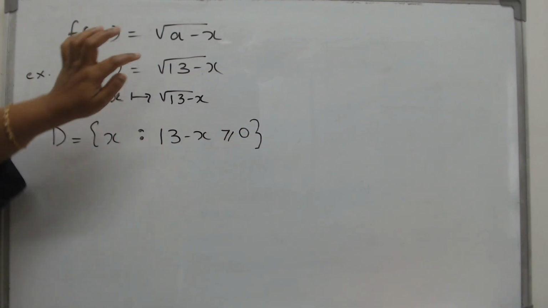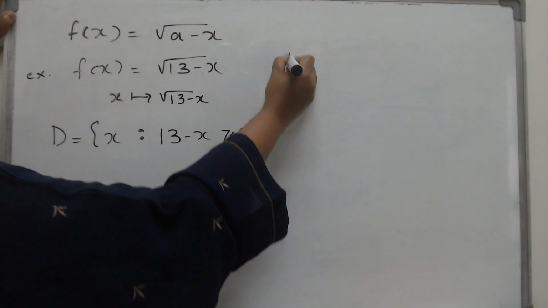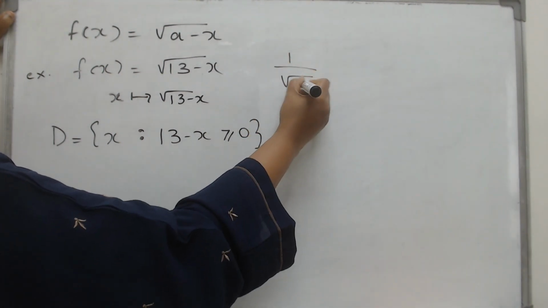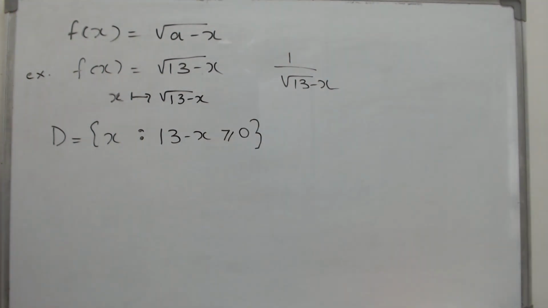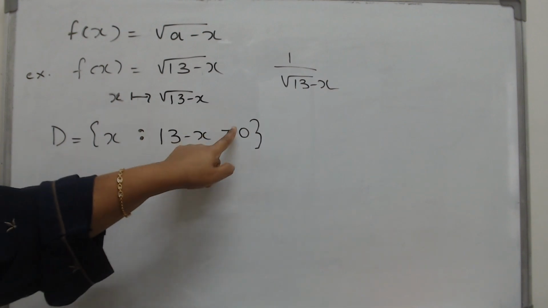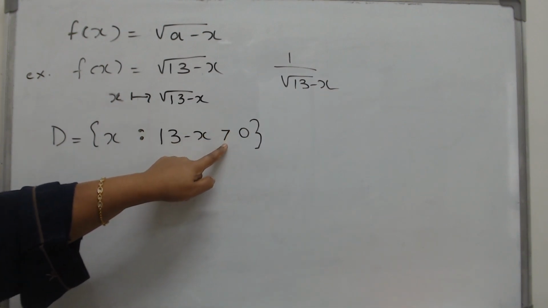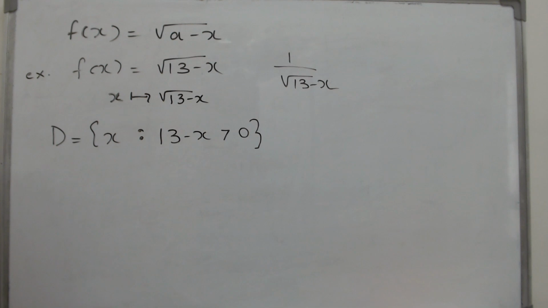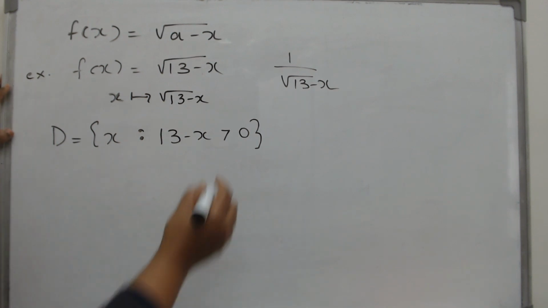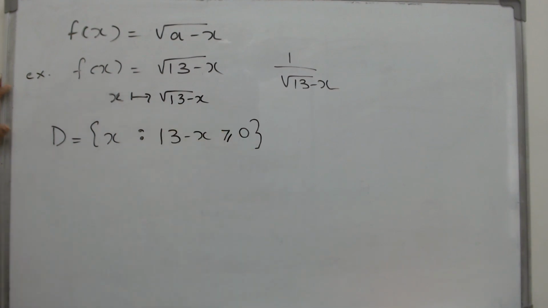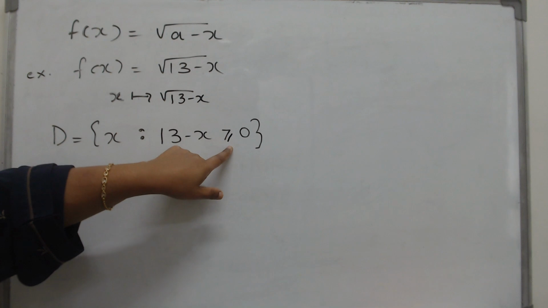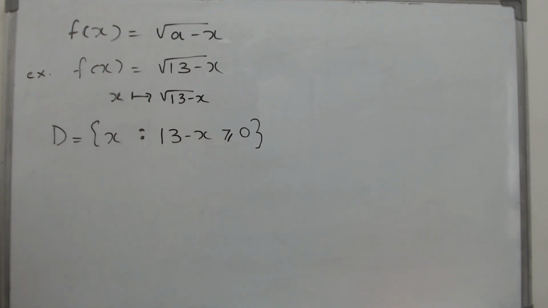But remember this same thing if it comes in the denominator. Suppose it looks like this. Then you will make the small change. Instead of greater than or equal to, you will put strictly greater than 0. Remember to make that difference. It is a very, very important difference. But here we are taking the numerator. That is why I am writing it is greater than or equal to 0.